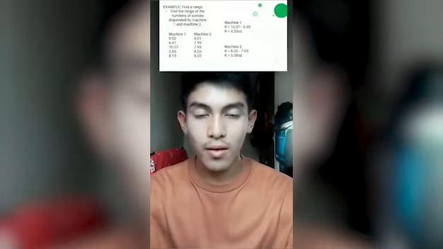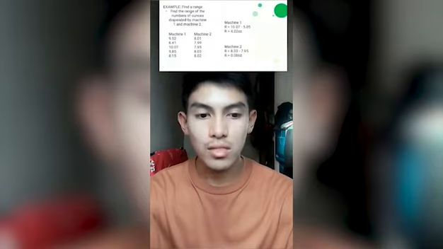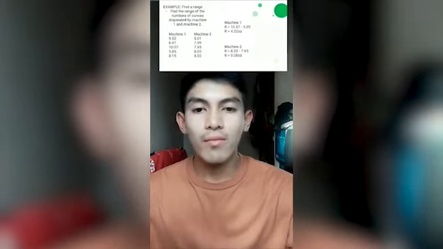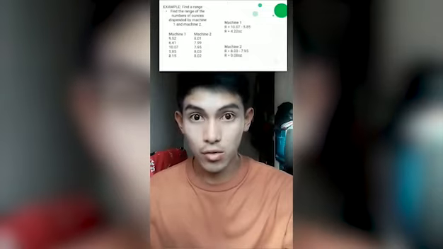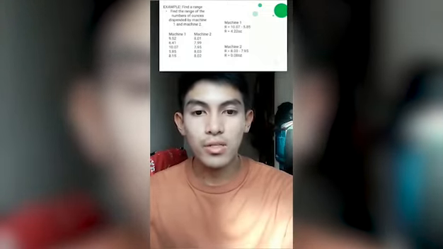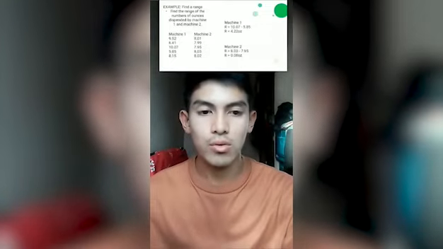Example: find the range of the numbers of ounces dispensed by machine 1 and machine 2. We have a machine. This is a soda dispenser. Using the two machines, we're going to find the range of the numbers of ounces dispensed by machine 1 and machine 2.